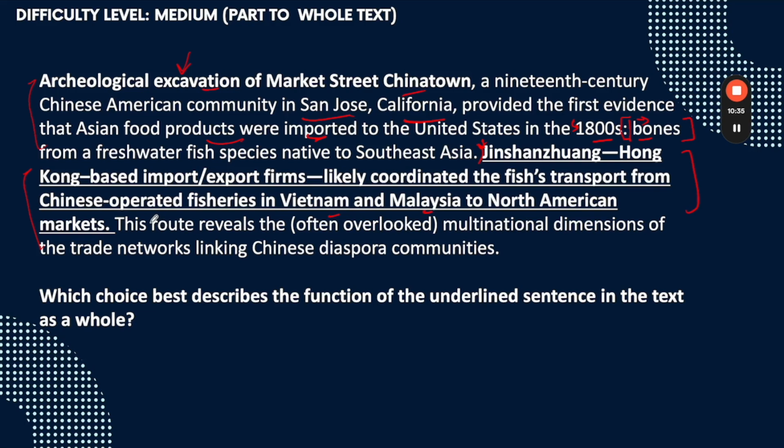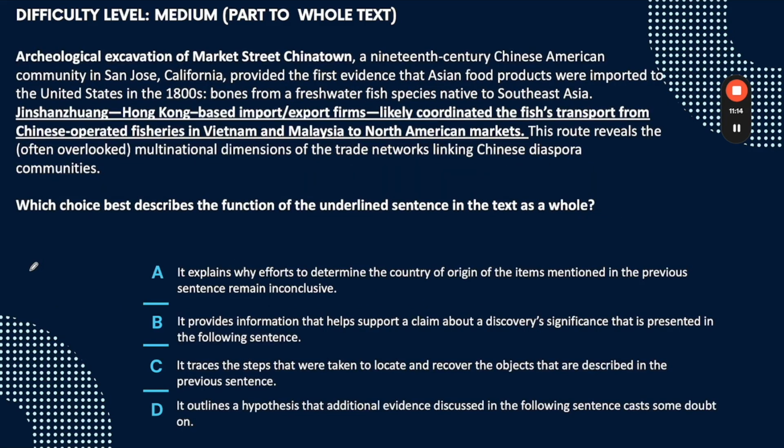What is this sentence telling me? It's simply telling me how that import was done. Let's read the next sentence. This route reveals the often overlooked multinational dimensions of the trade networks linking Chinese diaspora communities. Now, this particular route that this company took is explaining something further. It's explaining the multinational dimensions of the trade networks linking Chinese diaspora communities. It's revealing something. This explanation of the route is revealing some information. Now, with this understanding, let's go ahead and eliminate our options.